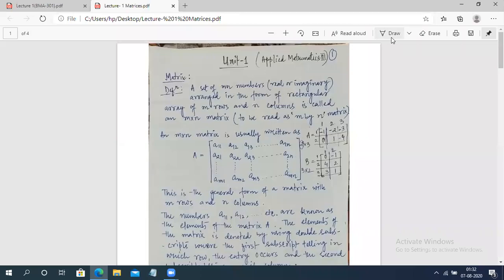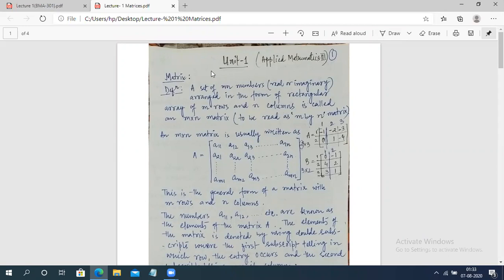Welcome to all. The first topic of our first unit in this course is matrices and determinants. In today's lecture, I am going to discuss the definition of matrices and the different types of matrices. So let's start with the definition of matrices.